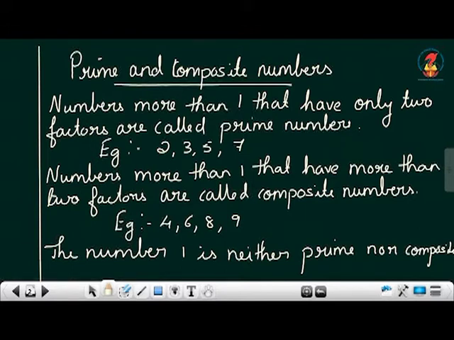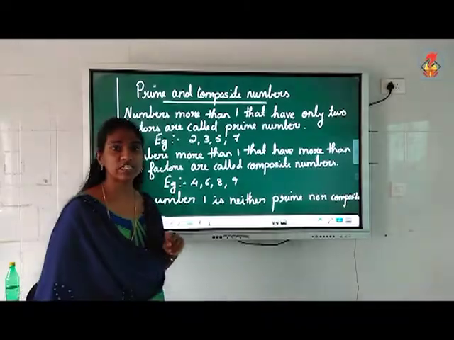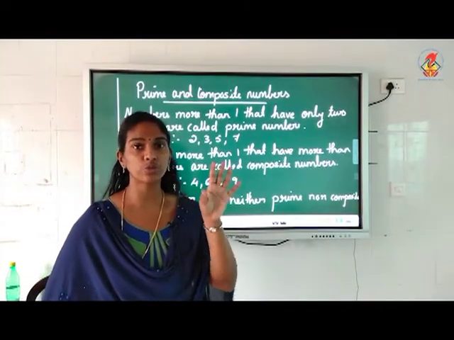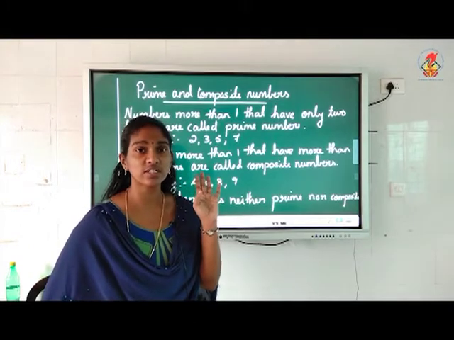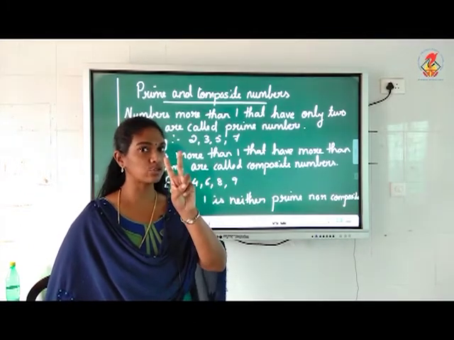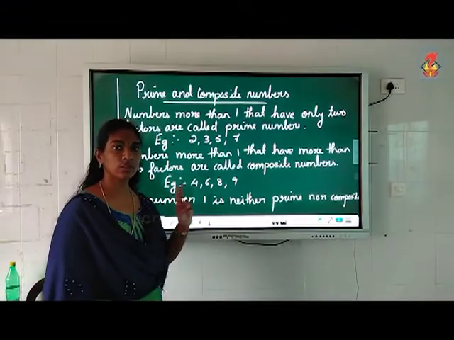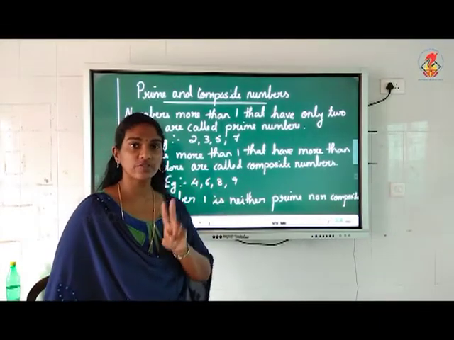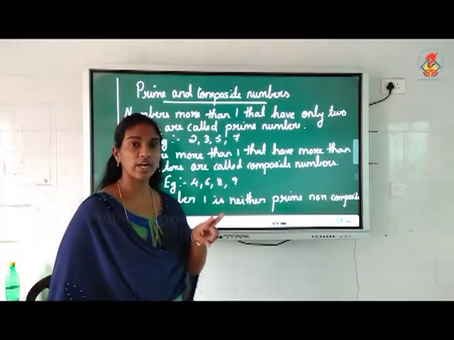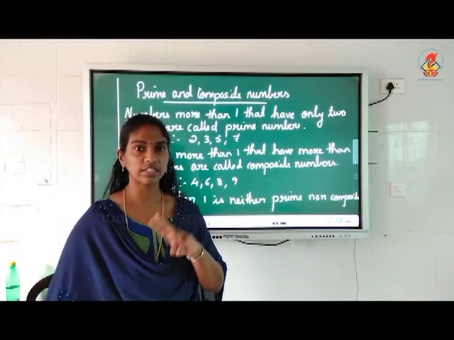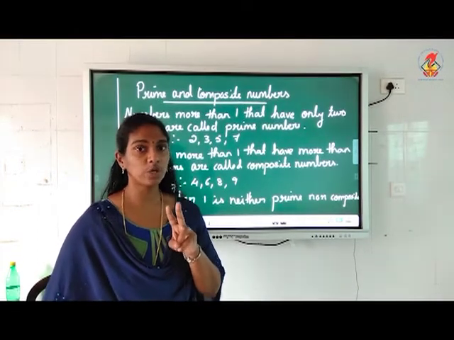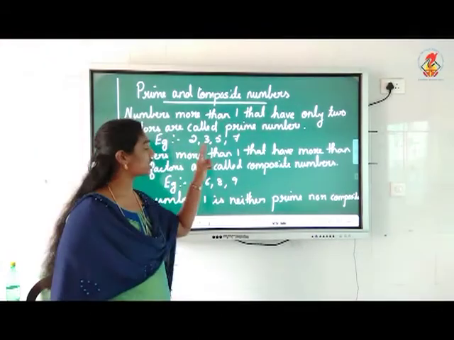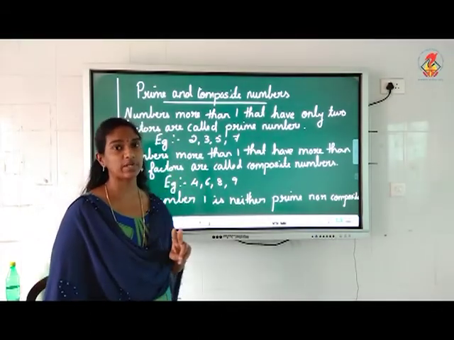Numbers more than 1 that have only 2 factors are called prime numbers. So you take the example 2. What are the factors of 2? 1 into 2, 2. Other than that, do you have any other factors? No, only 1 and 2. Only 2 factors, right? 3: 1 and 3. 5: 1 and 5. 7: 1 and 7. Other than this, do they have any other factors? No, they are having only 2 factors. Such type of numbers are called prime numbers.